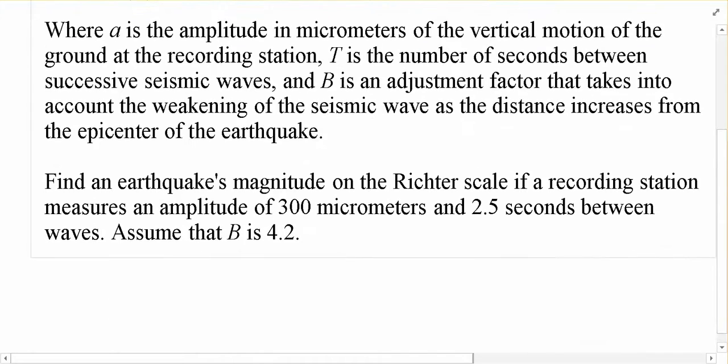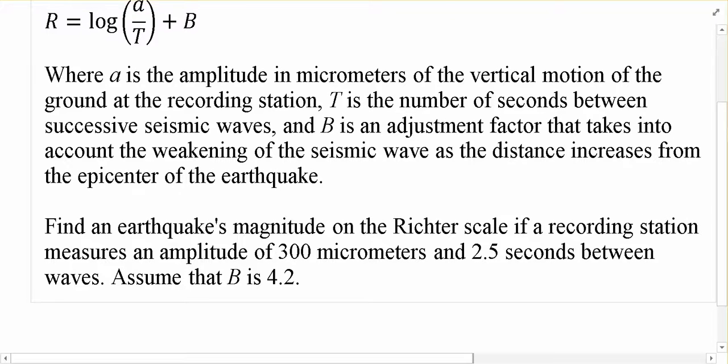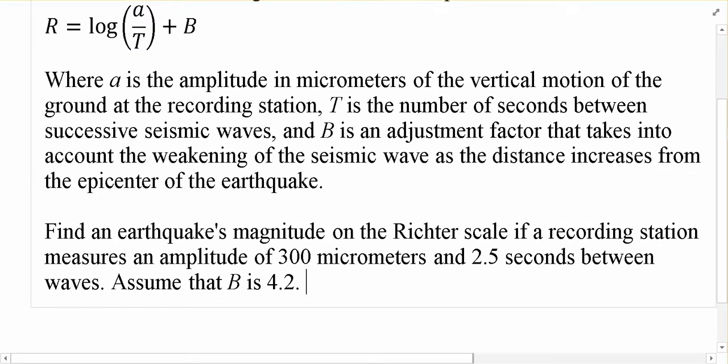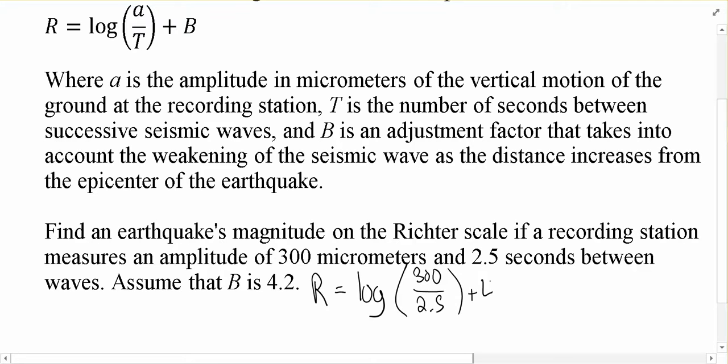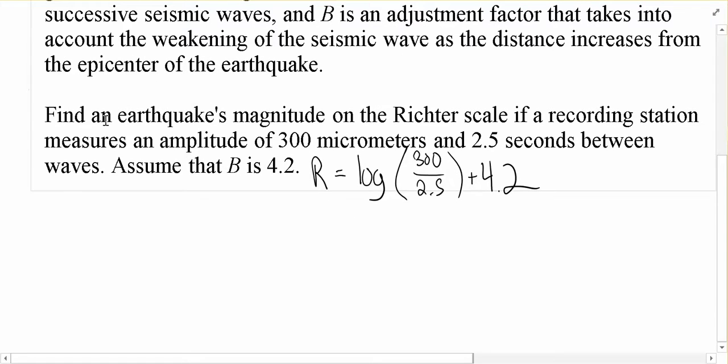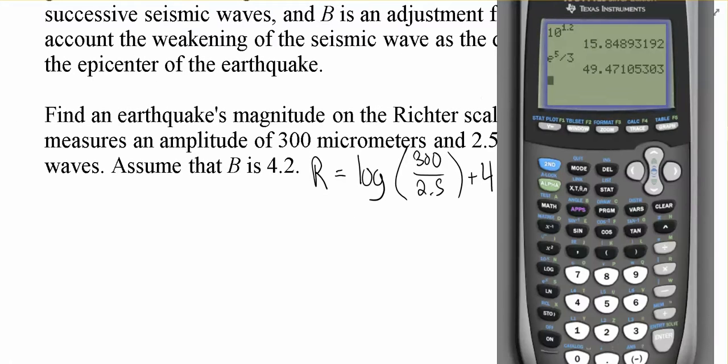Now, the problems that we're going to deal with, let me get this all on the same screen here. You're going to be asked to find the earthquake's magnitude on the Richter scale if the recording station measures an amplitude of 300, 2.5 seconds between waves, and B is 4.2. So literally all this question is going to be is plugging numbers into your calculator. Because you're going to say it's log of A was 300, T was 2.5, and the B value was 4.2.